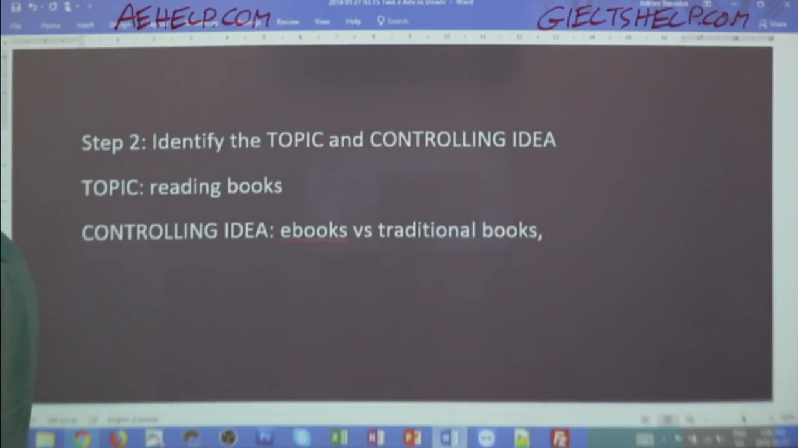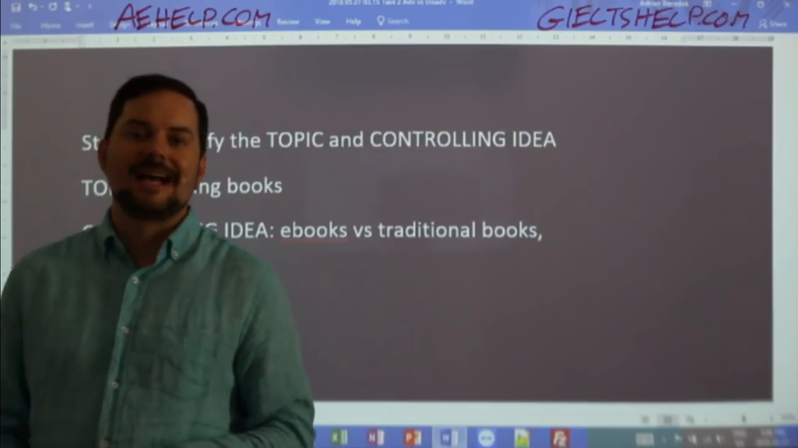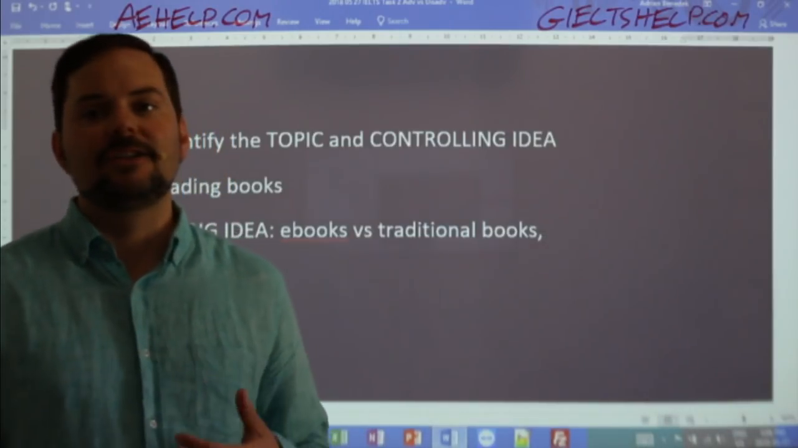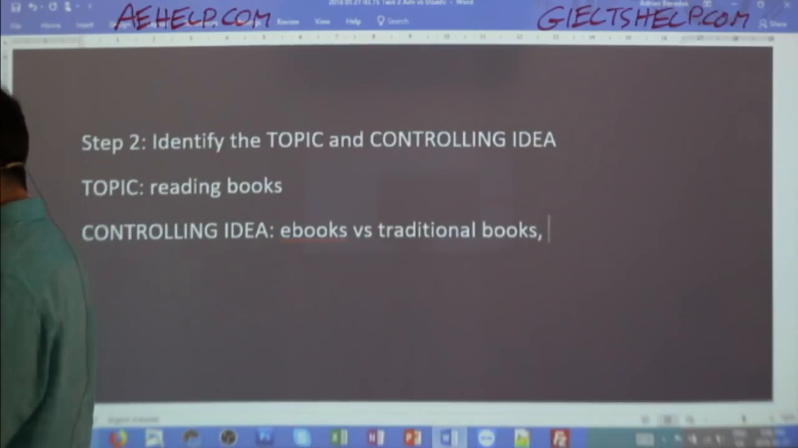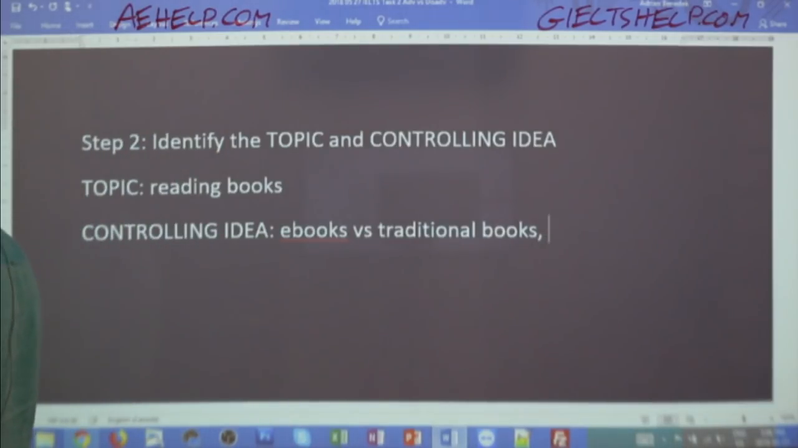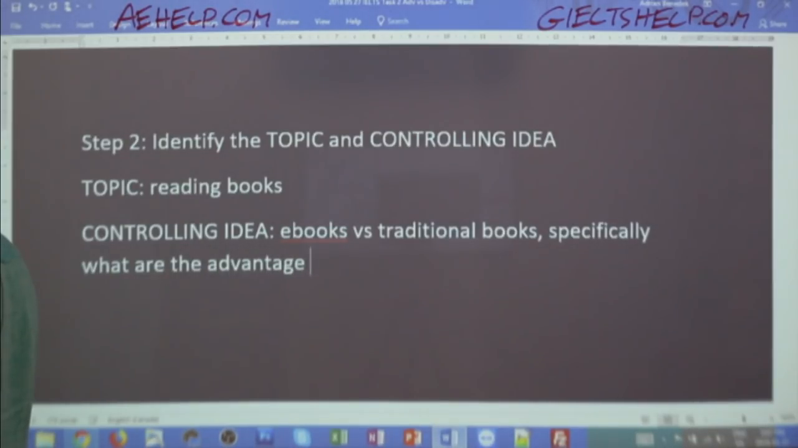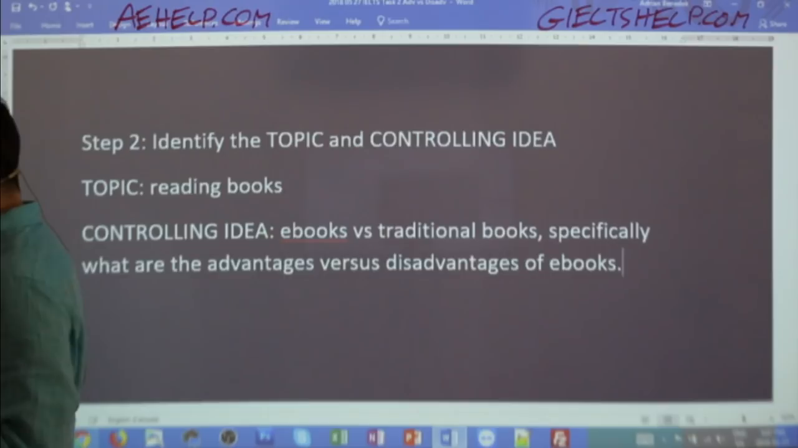And more specifically, because this question, Mohammed, is asking you, do the advantages outweigh the disadvantages? So in this case, you want to focus on that. So ebooks versus traditional books, specifically, what are the advantages versus disadvantages of ebooks? Okay.